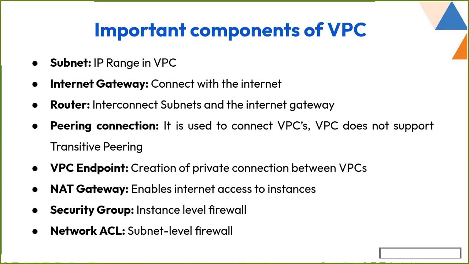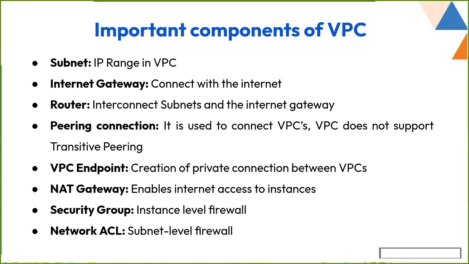Okay, and about the router, the route table, it interconnects the two different VPCs, or the internet gateways, virtual private gateways, and the NAT gateways. It is used to connect the subnets and so on, like an interconnection between those things. It's like a routing table.